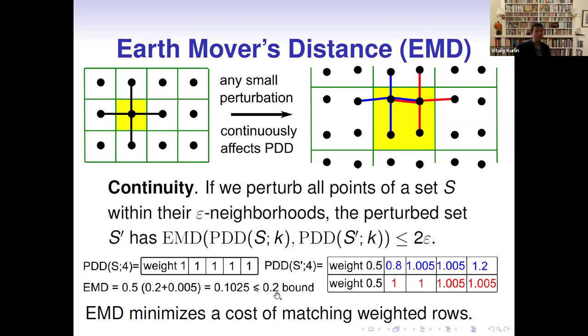That's it. So formally, the theorem says that if you perturb points up to epsilon, then the Earth mover's distance between the PDD of the initial set and the PDD of the perturbation is at most 2 epsilon. And you remember the idea, right? When we have only 2 points, we shift each of these points by up to epsilon, the distance changes up to 2 epsilon, and this theorem essentially generalizes that simple fact to much more complicated invariants, PDD, pointwise distance distributions. Any questions on that invariant?